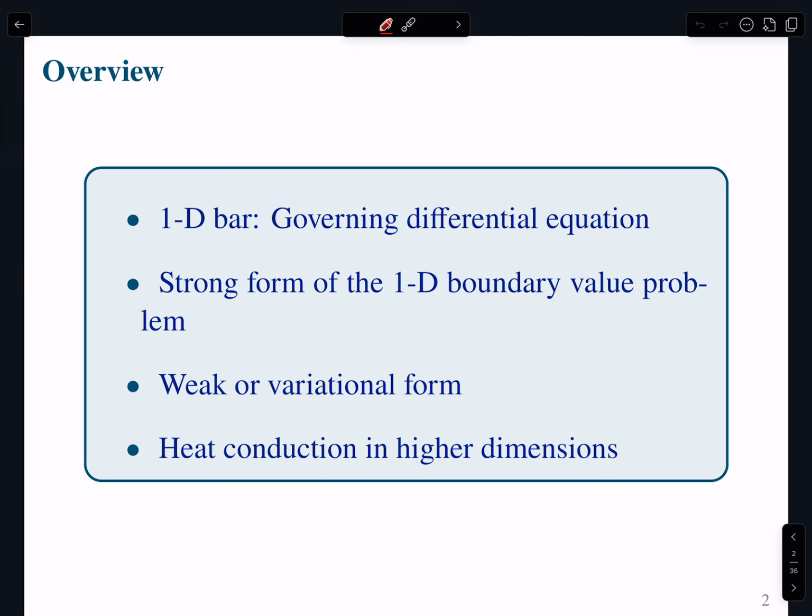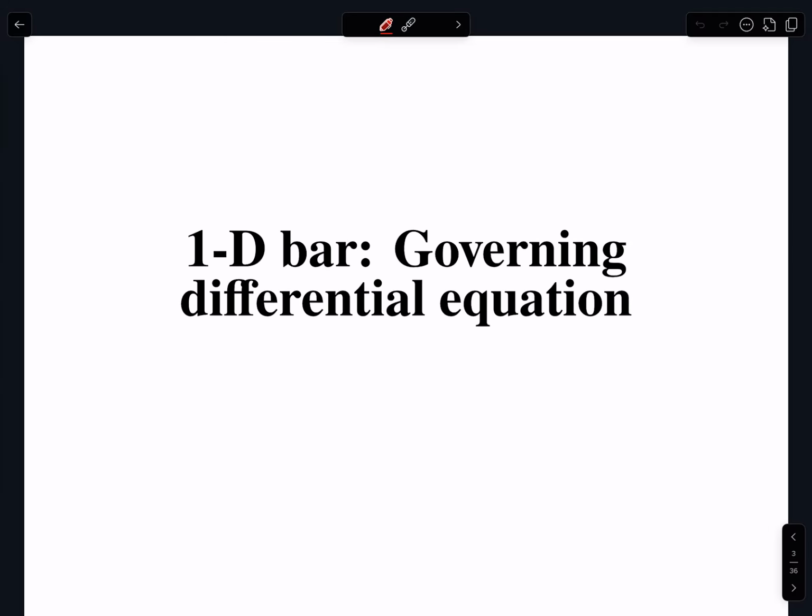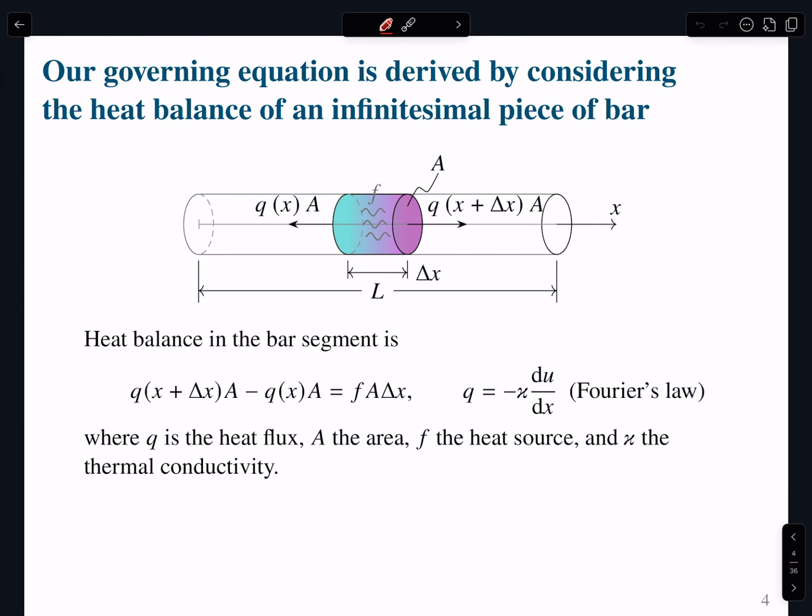So we're going to look at the same thing, and hopefully in one lecture we're going to cover it all, from the strong form to the weak or variational form to the discrete Galerkin projection, okay? Also in higher dimensions. So let's see. Well, let's start our discussion of our differential equation.